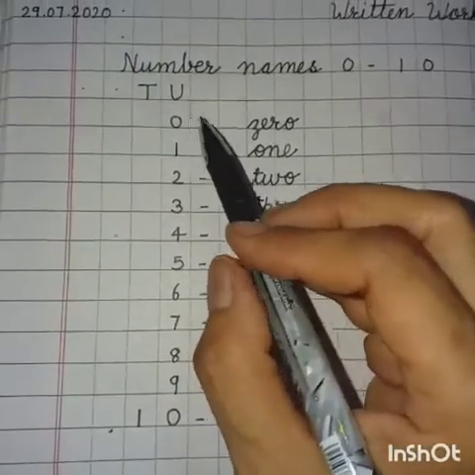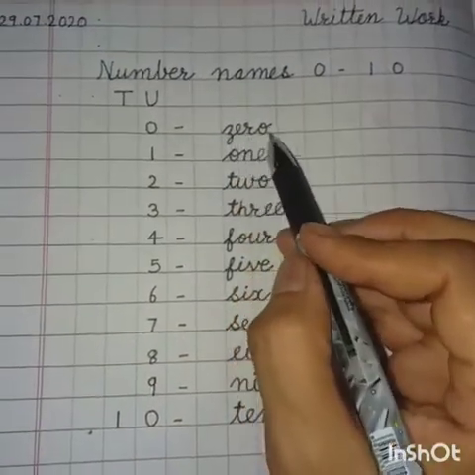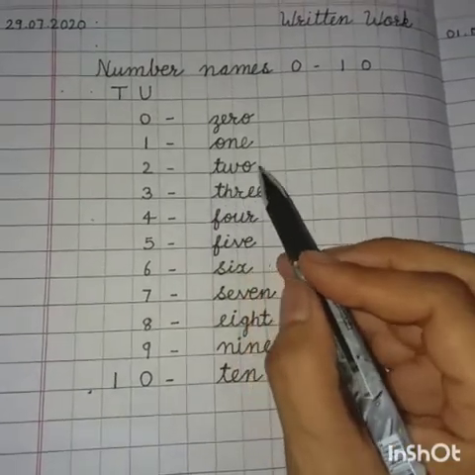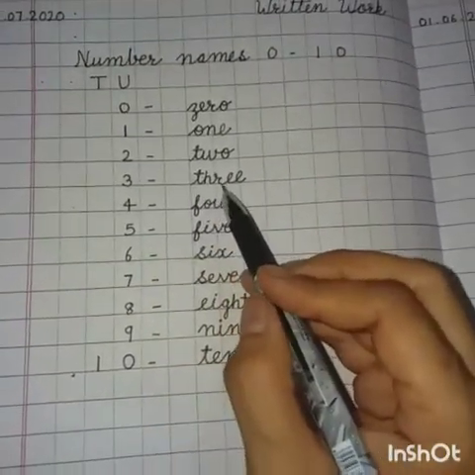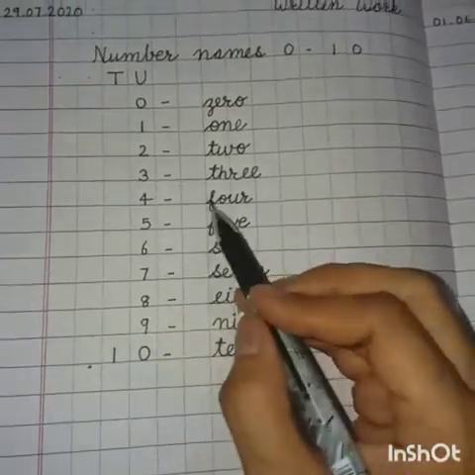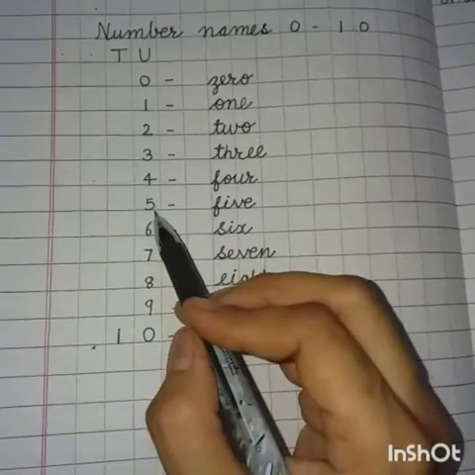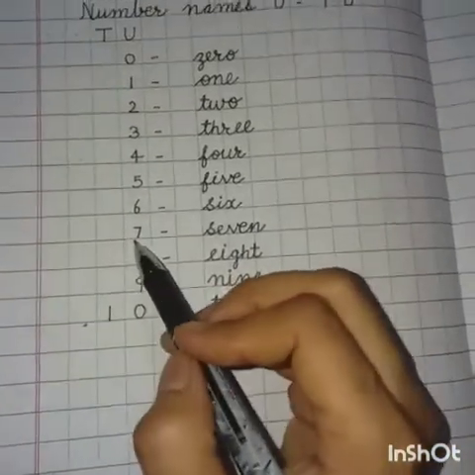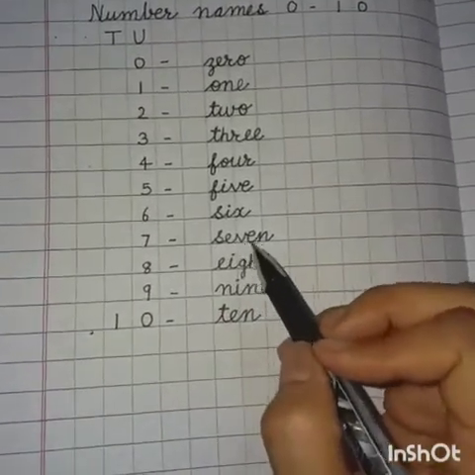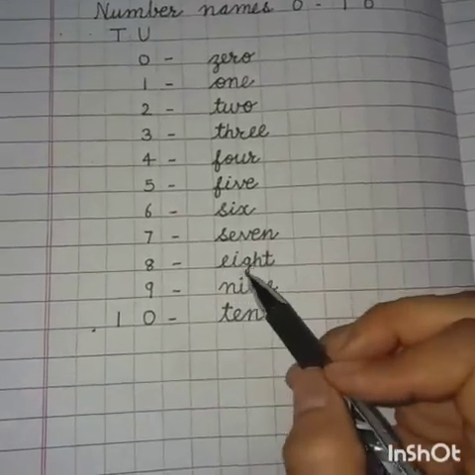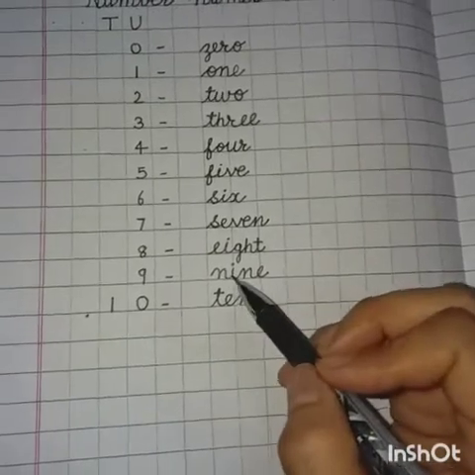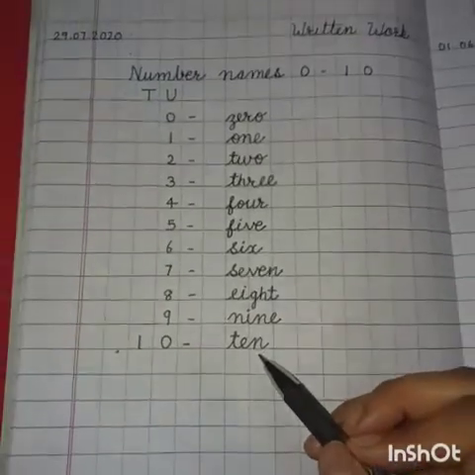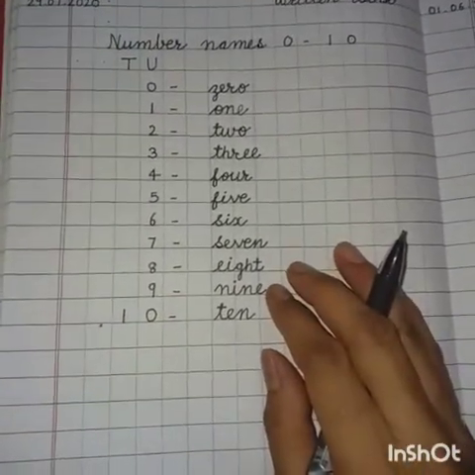so repeat with me. 0, Z-E-R-O, 0. 1, O-N-E, 1. T-W-O, 2. 3, T-H-R-E-E, 3. 4, F-O-U-R, 4. 5, F-I-V-E, 5. 6, S-I-X, 6. 7, S-E-V-E-N, 7. 8, E-I-G-H-T, 8. 9, N-I-N-E, 9. 10, T-E-N, 10. Okay, this way you have to do this work, okay?